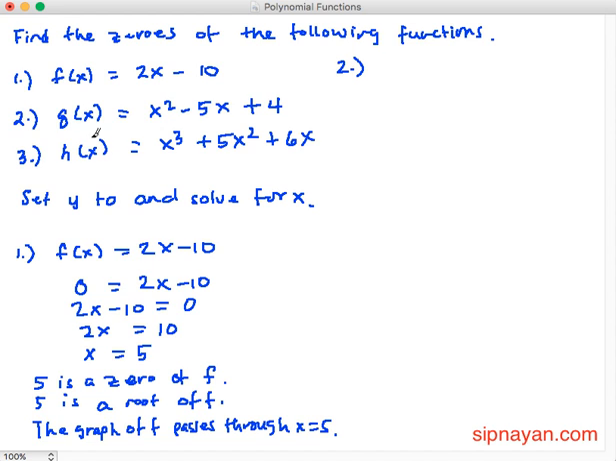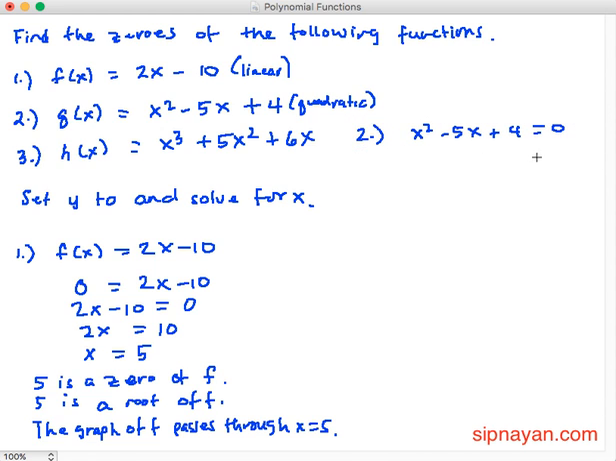So in number 2, we set g of x equals 0, so it becomes x squared minus 5x plus 4 equals 0. I went straight to it; it should be g of x equals that expression, and then we set g of x to 0. This is a quadratic function. The earlier one was linear. This is quadratic. So when we see a quadratic equation set to 0, what do we do? Do you remember?